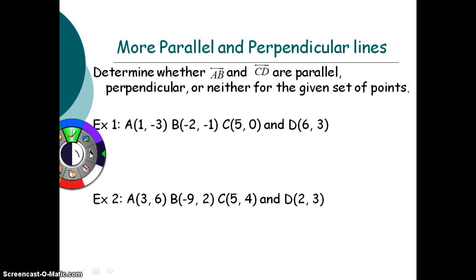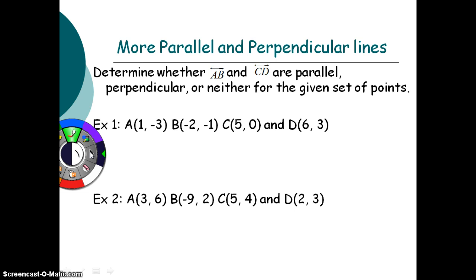Now I'm going to look at lines and determine whether they are parallel, perpendicular, or neither, given a set of points. So determine whether AB and CD are parallel, perpendicular, or neither. First, I need to find the slope of AB, and I need to find the slope of CD. So go ahead and pause your video now and find the slope of AB, the slope of CD, for each of the examples.